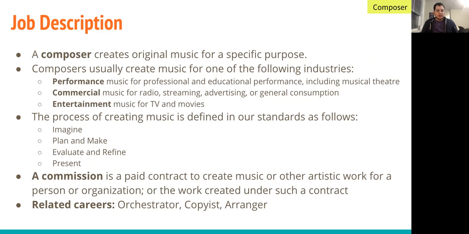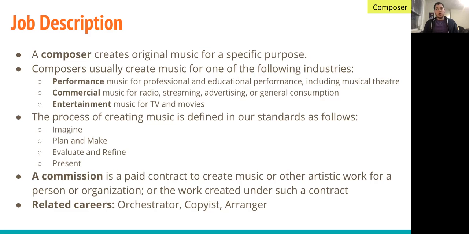It should also be mentioned that composers sometimes just create music just because. The process of creating music is defined in our standards, the National Core Arts Standards, as follows. Imagine, plan and make, evaluate and refine, and finally present.